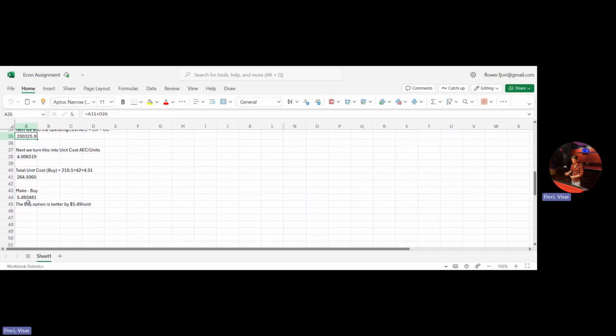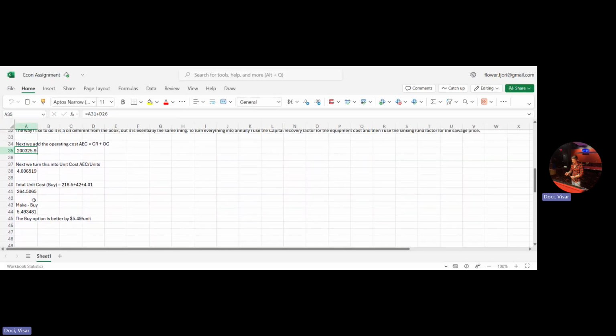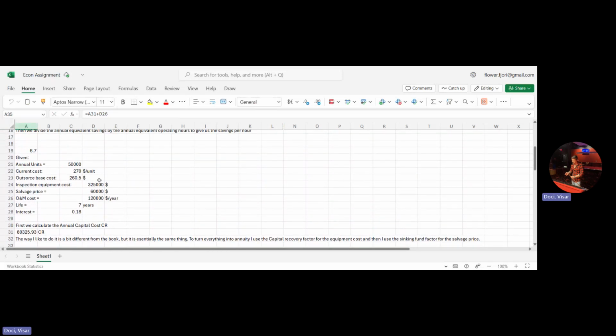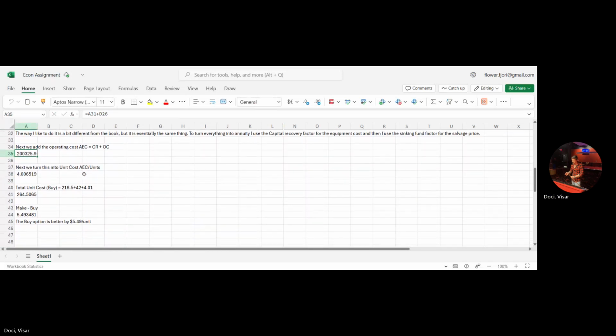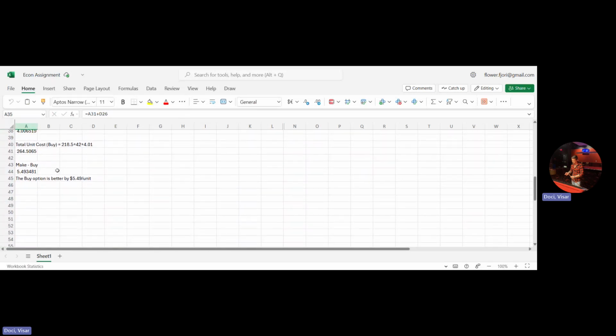And then to compare, we can subtract the make unit cost and the buying unit cost. The make was $270 per unit, and then minus the 264.5, we get 5.49. So that is $5.49 per unit better if we go with the buy option.